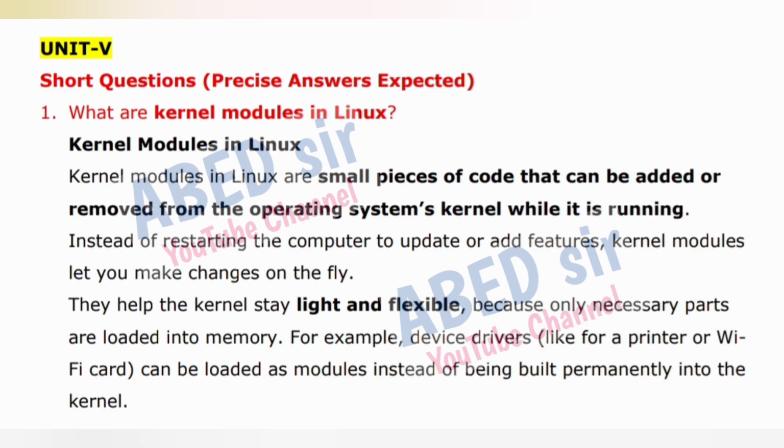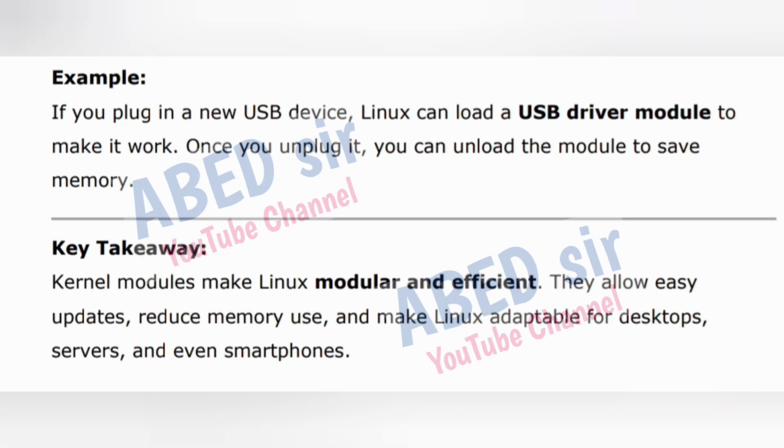For example, device drivers, like for a printer or Wi-Fi card, can be loaded as modules instead of being built permanently into the kernel. Example: if you plug in a new USB device, Linux can load a USB driver module to make it work. Once you unplug it, you can unload the module to save memory. Key takeaway: kernel modules make Linux modular and efficient. They allow easy updates, reduce memory use, and make Linux adaptable for desktops, servers, and even smartphones.